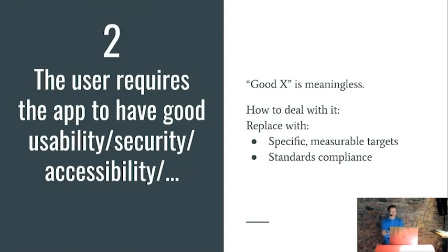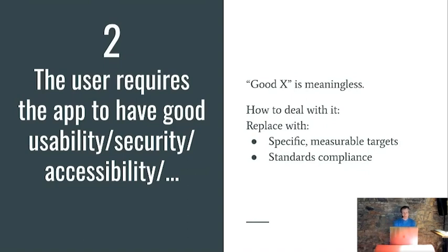At number 2, the generic requirements along the lines of the user requires the app to have good usability, good security, good accessibility. If you just have a description saying good X, it doesn't really mean anything. You need to actually replace it with some specific measurable targets, or identify some sort of standards it needs to comply with. Without some sort of quantification, it's impossible to decide what this really means and whether you've met it.